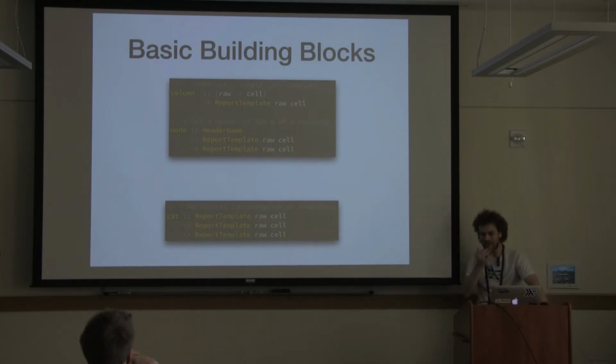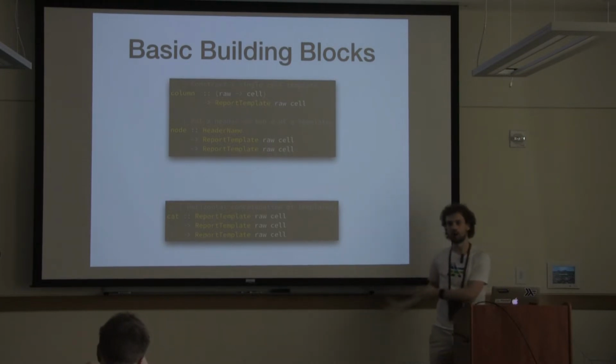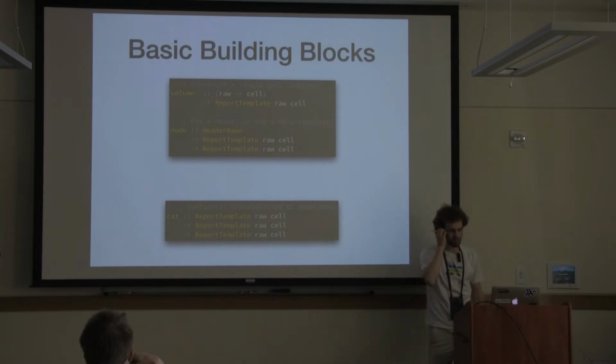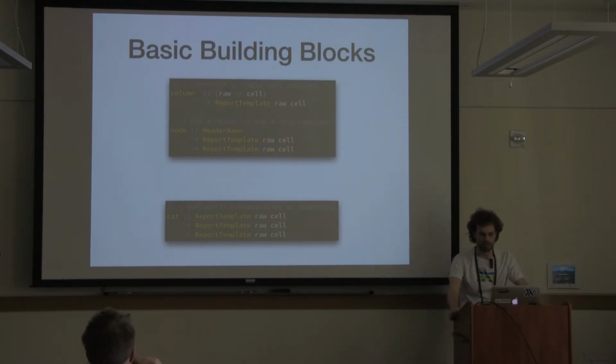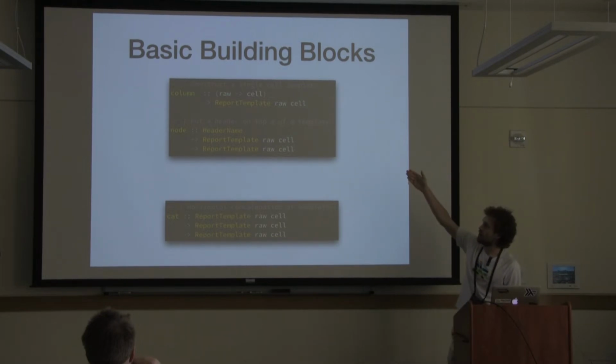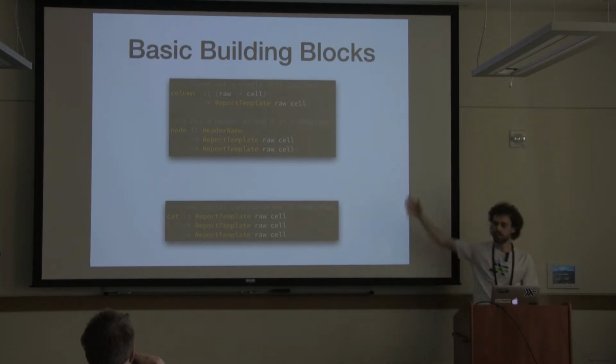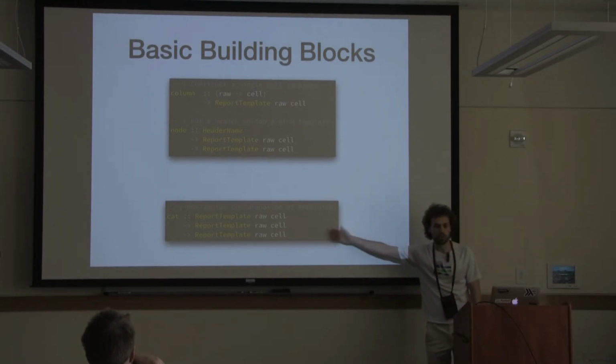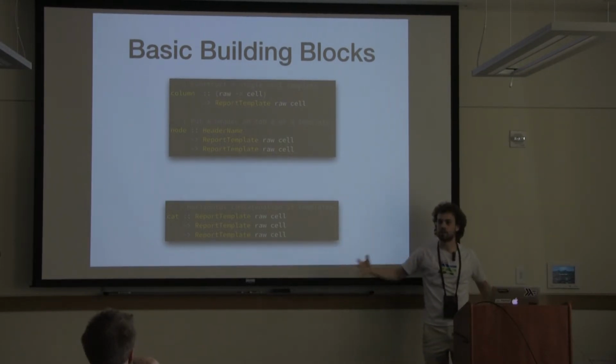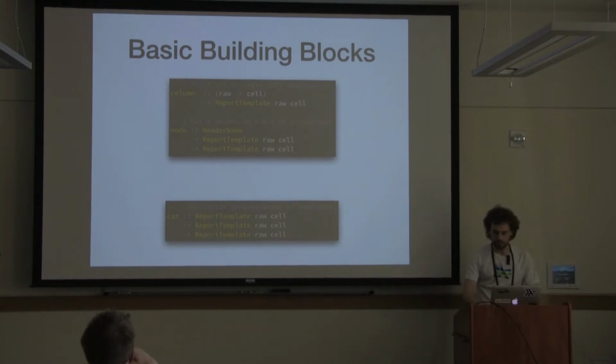Okay, so now that we know the representation, now we can introduce some of the basic building blocks that we can use later to write the report templates. And the basic things are to introduce a column, and this is basically some wrapper around a leaf that is going to create a leaf, and some wrapper around node that will create a node. And for the concatenation, we'll have an operation cat that will concatenate two report templates, right?